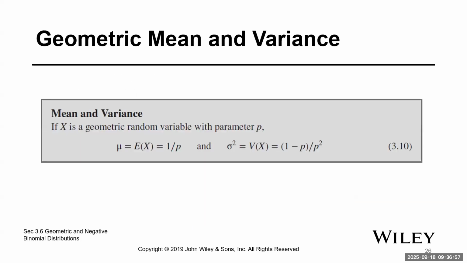The variance and the mean here: instead of having the expected value be n times p, this is just 1 over p. The n was a function of our trials, right? Our p is our probability of success. Well, here we're just looking for that first success. So our expected value is 1 over p. And then our variance is 1 minus p, which is our probability of failure, divided by p squared. If you would like to see why those maths work, you can look in the textbook where they derive these for you.